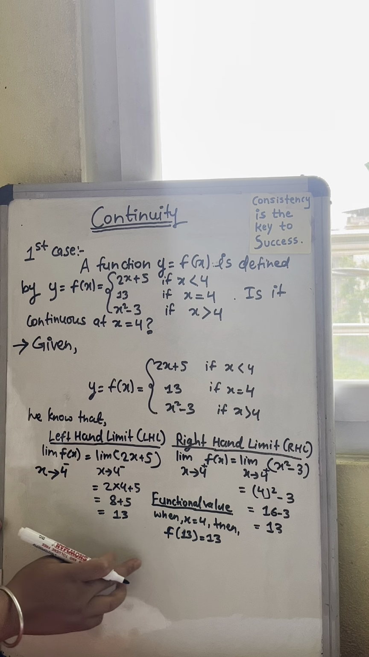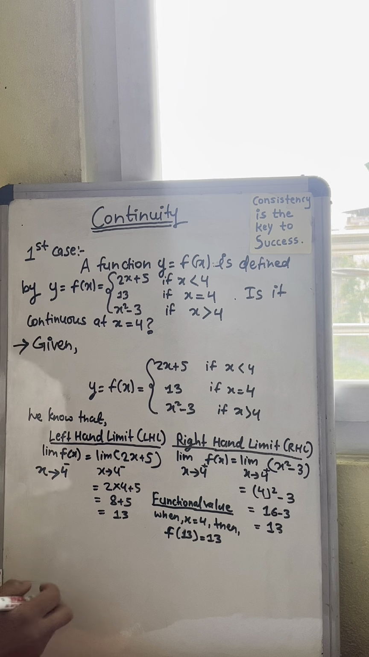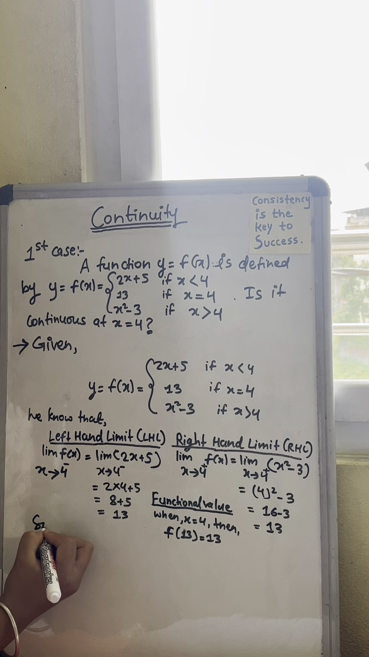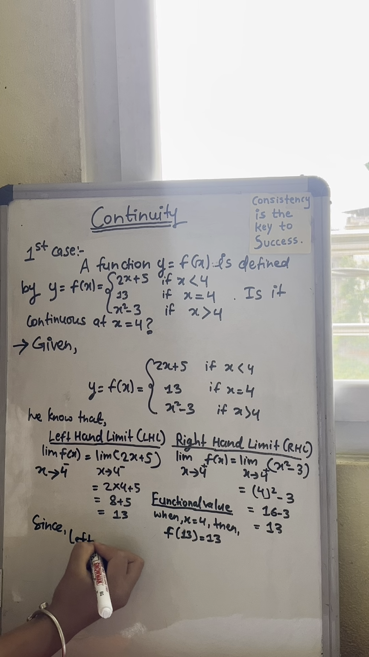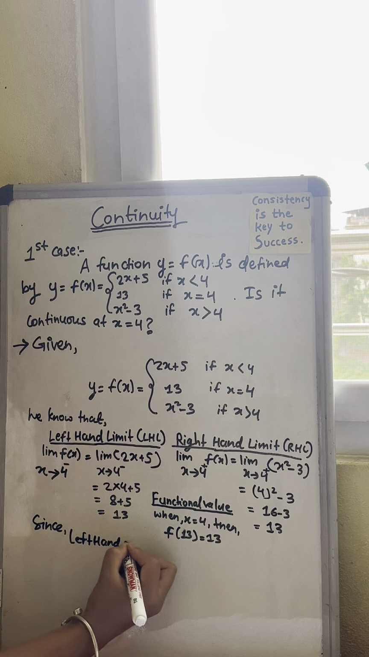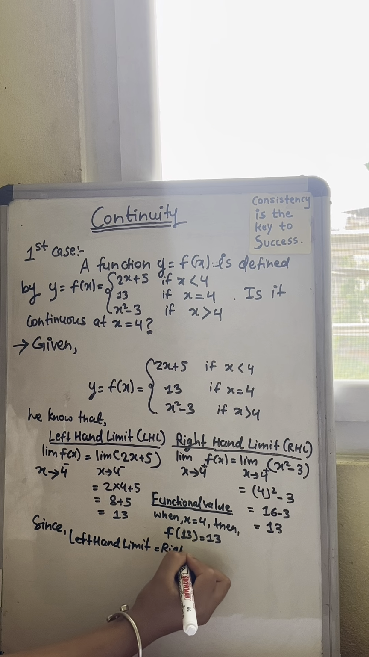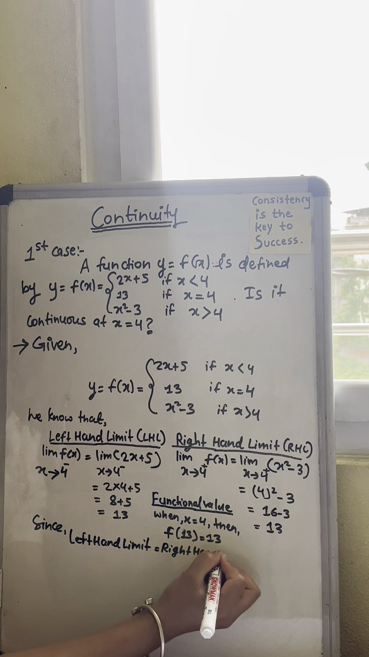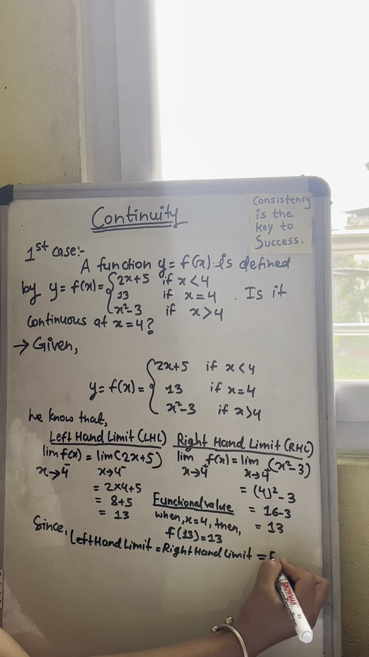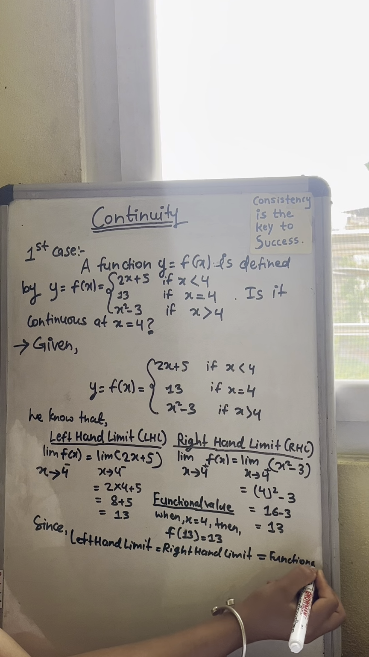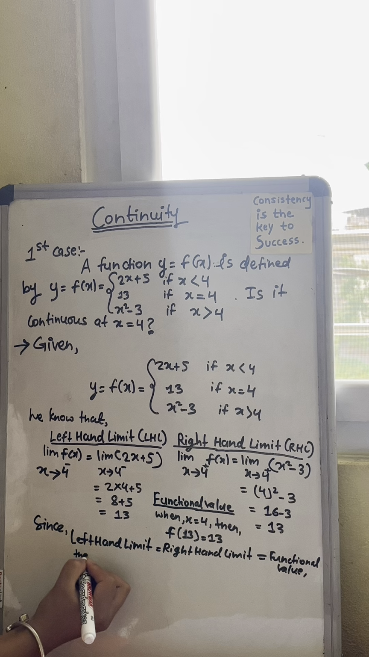Here we can see that left hand limit, right hand limit, and functional value are equal, which is 13. As left hand limit, right hand limit, and functional value are equal, the above function is continuous at x = 4.